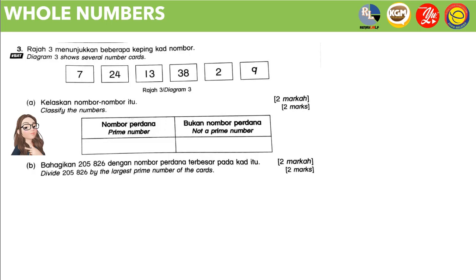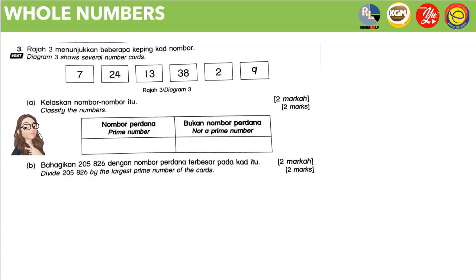Question 3. Diagram 3 shows several number cards. Classify the numbers. Okay, prime numbers are numbers that can be divided by itself and also 1. The first prime number is 2. Prime numbers are actually odd numbers. The only even prime number is 2.